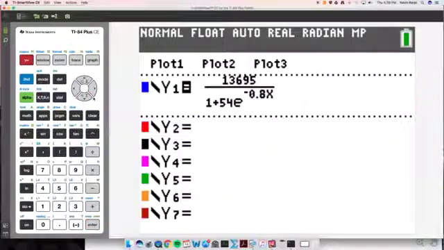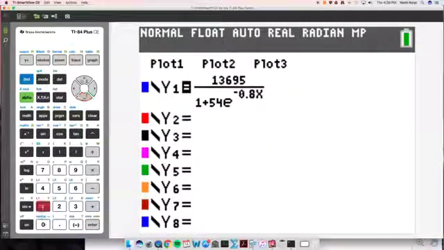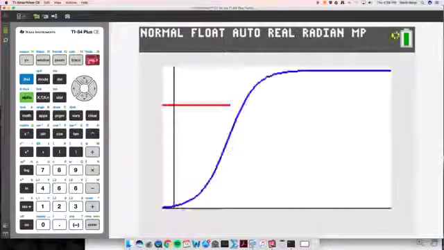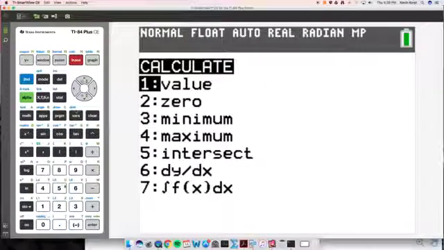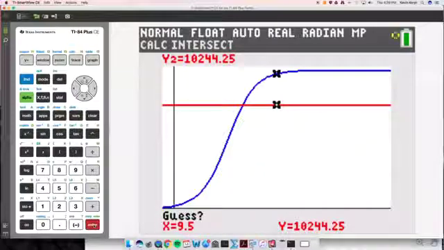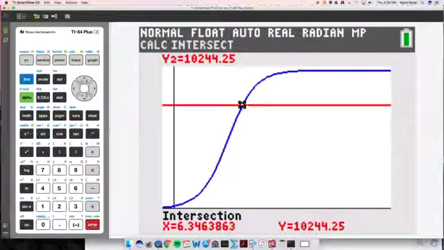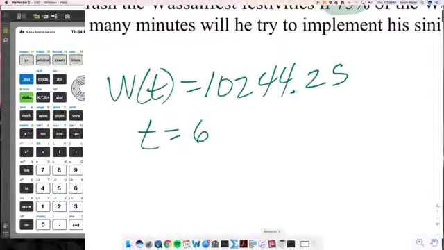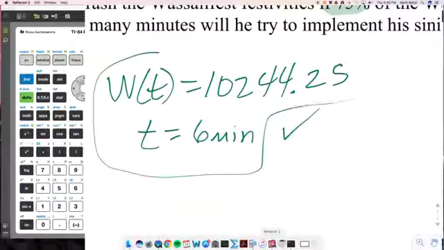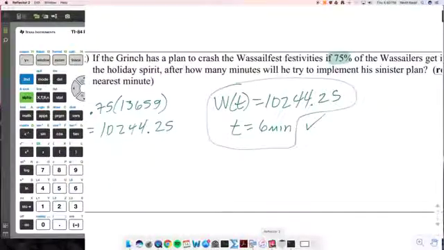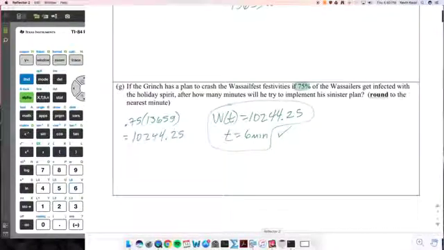Go back to Y equals and graph that over here, 10244.25. Graph it. Find the point of intersection. Second trace, number 5. Enter, enter, enter. And it does say to round to the nearest minute, so underneath there we'll put t equals 6 minutes at 6.3. And that was the last check. You needed all of this to get that last check. All right, so there, that should have been 10 checks.